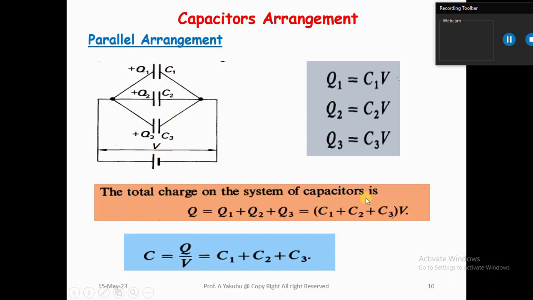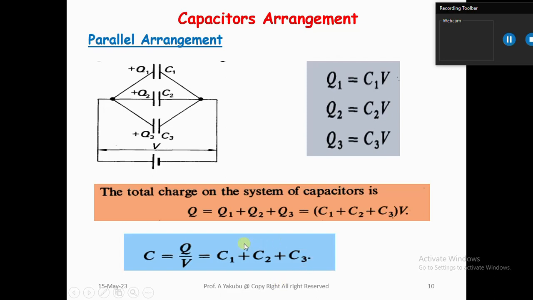So the total charge on the system is going to be Q1 plus Q2 plus Q3. And if you come to how we have separated them here, Q1 is C1V, Q2 is C2V, Q3 is C3V. So, the V is common among all. We are going to have (C1 plus C2 plus C3)V as the total charge in the system. So if this is the total charge in the system, then the capacitance is going to be charge over voltage. So our charge is (C1 plus C2 plus C3)V divided by V. It takes away that V. So this is the total capacitance of the capacitors in this circuit.